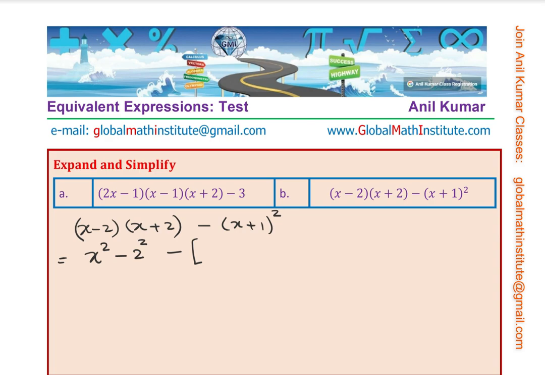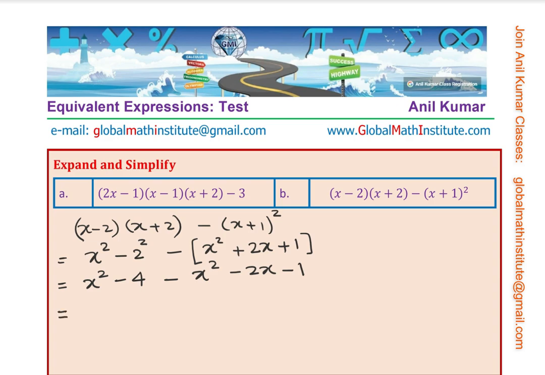So it is a plus b whole square, which gives us a square plus 2ab, which is 2x here, and b is 1, so 1 square is 1. Makes sense? Now, it's a good idea to open the bracket. So x square minus 4 minus. When you open this bracket, all the signs will change. Follow this method to avoid mistakes.